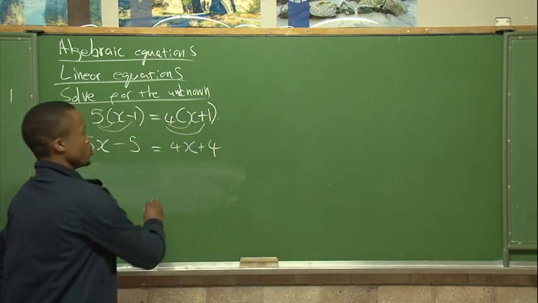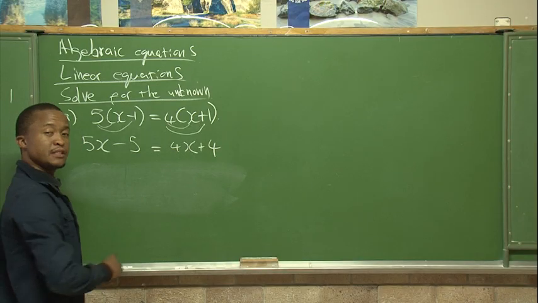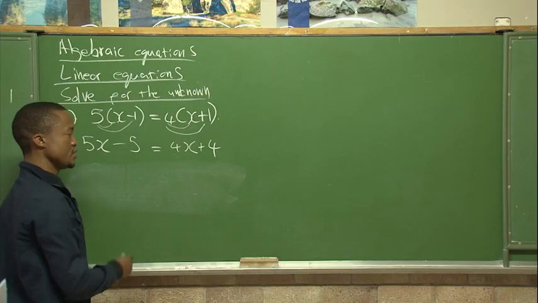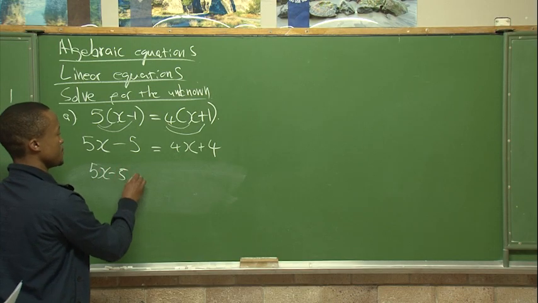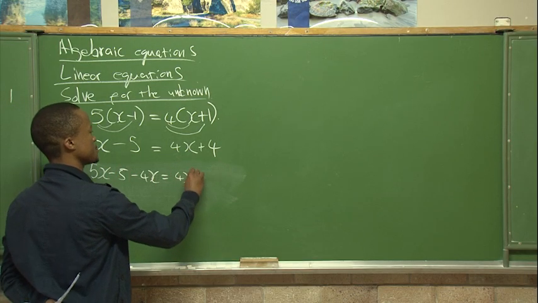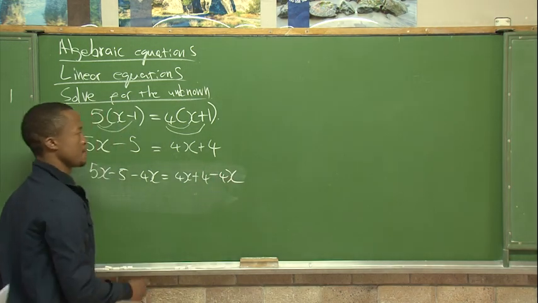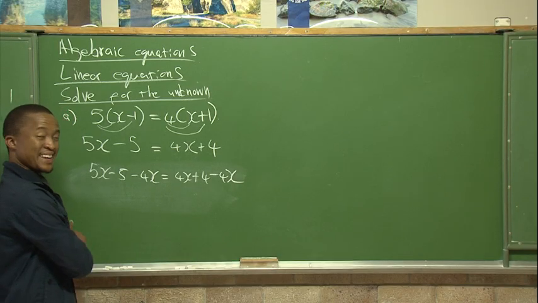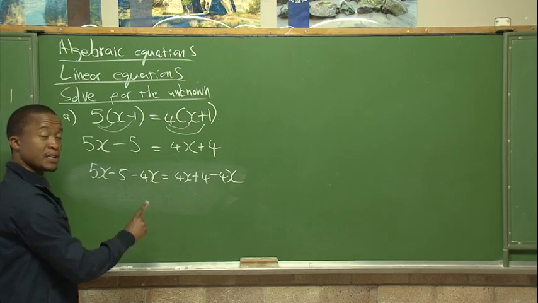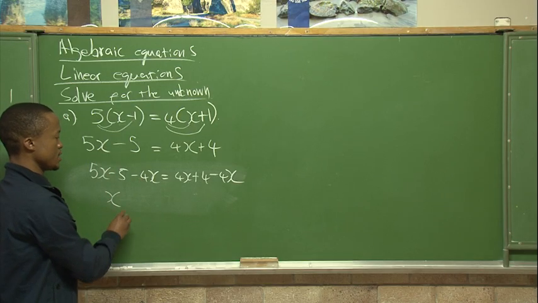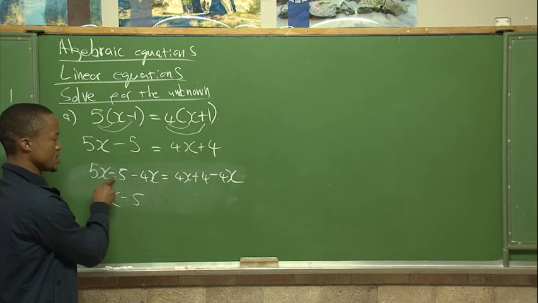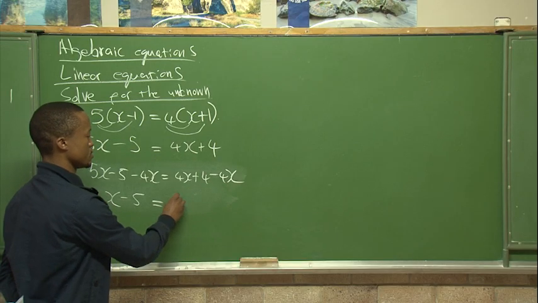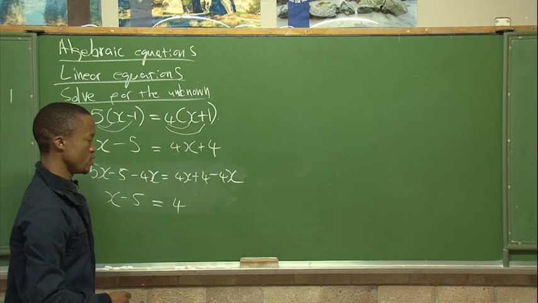Now what we're going to do is add the additive inverse of positive 4x on both sides of the equation, such that we get our variables on one side. So we'll have 5x minus 5 minus 4x is equal to 4x minus 4x, because the additive inverse of 4x is negative 4x. What then happens? 5x minus 4x will get us positive 1x. So we're left with positive 1x minus 5 on the left hand side of the equation, is equal to 4x minus 4x will get us 0. So we'll be left with what? With positive 4 on the right hand side of the equation.